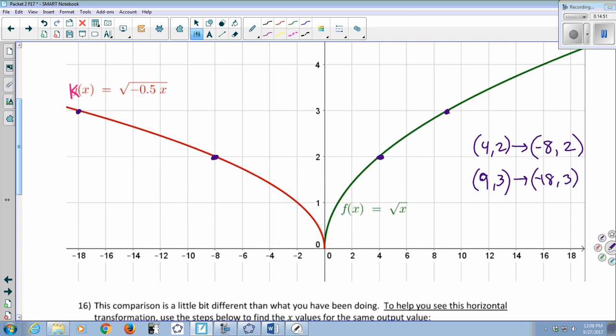So in order to get the same y value on k as you have on f, you have to double the x and make it negative. So 4 becomes -8, 9 becomes -18. Double the x and make it negative. So that's sort of the opposite of what you might expect from seeing a 0.5. We're actually doubling. And that's a theme that happens when you have transformations inside the function. Horizontal transformations are sort of the opposite of what you might expect. So you see a 0.5, you might think shrink, but what actually happens is you are doubling, so you're stretching horizontally.